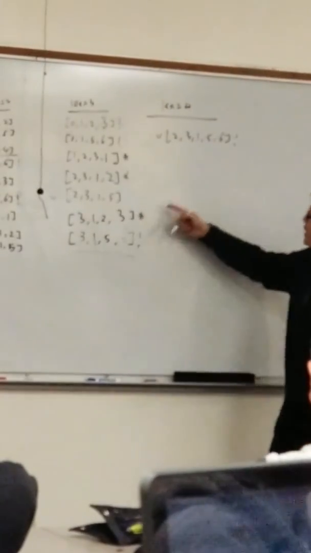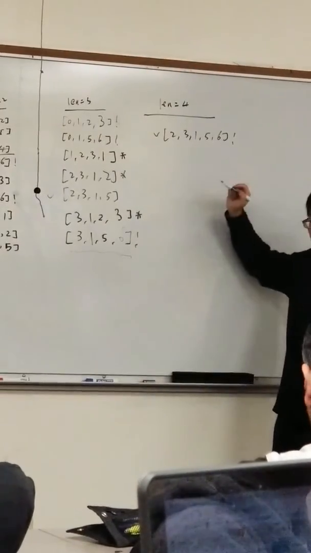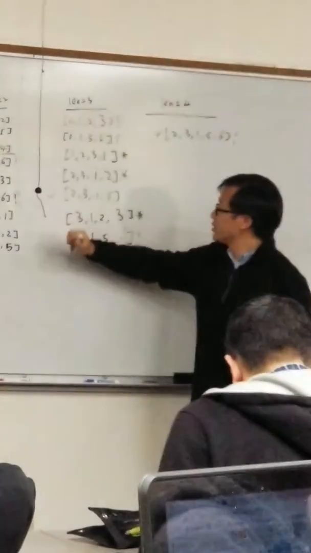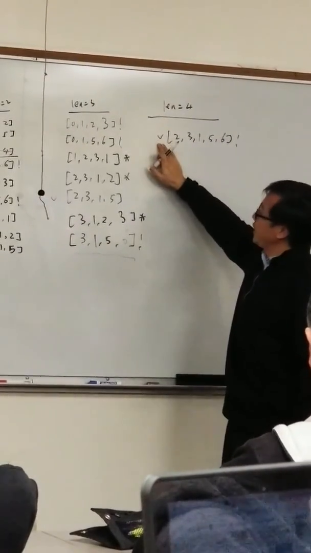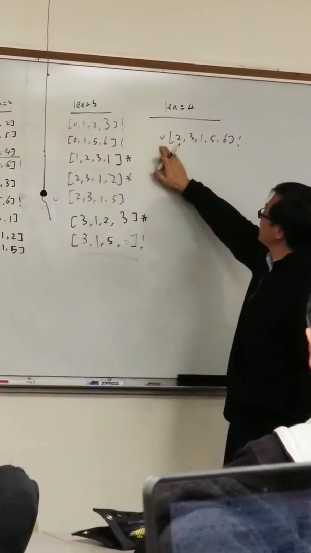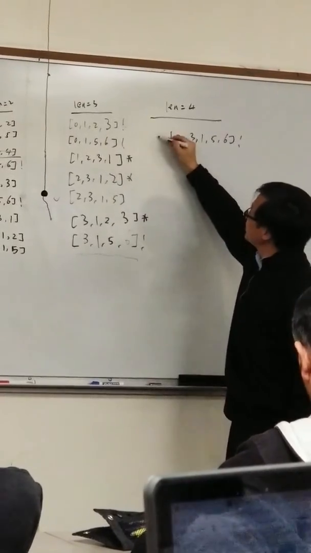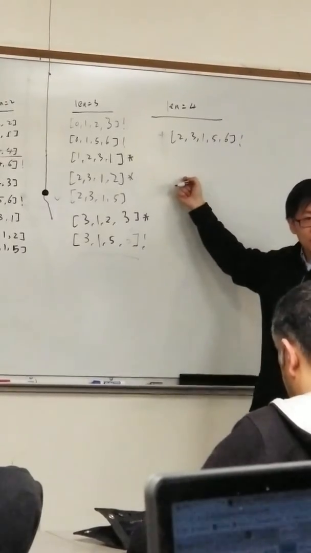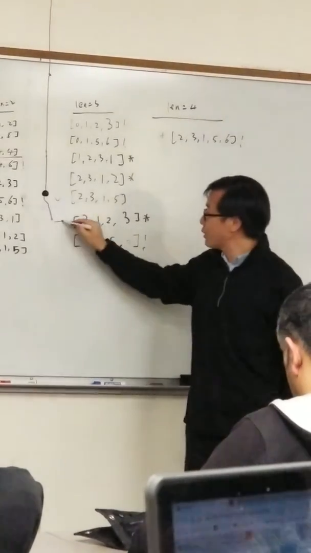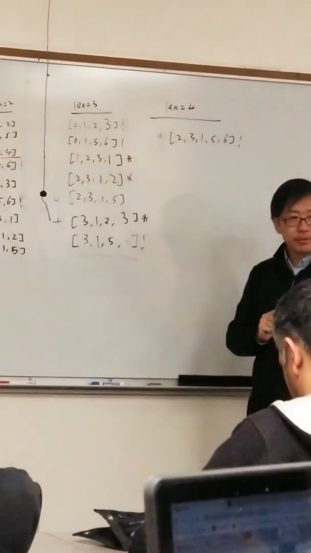3, 1, 2, 3, is that contained here? No, so this. I guess the symbol is a little bit overused, right? So I'm going to use plus, okay? So this one is a prime part. This one is a prime part, okay?